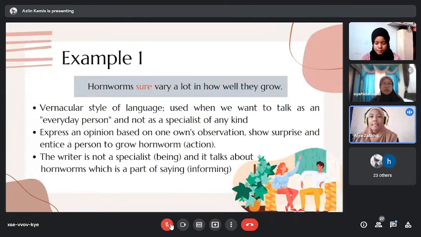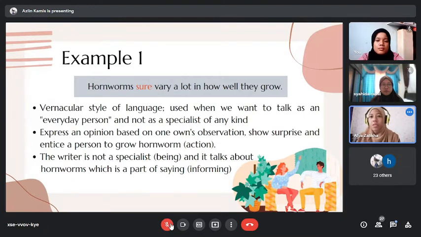This sentence expresses an opinion based on our own observation, in this case, of the hornworm. It also shows surprise and entices someone to grow hornworms. The identity that it expresses is that the writer of the sentence is not any kind of specialist. It talks about hornworms, a cute green caterpillar with little yellow horns, which is a part of saying, informing.